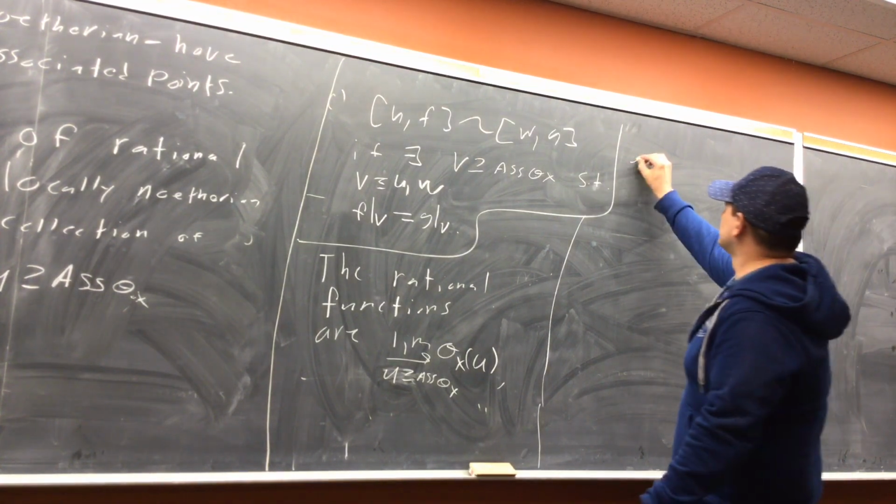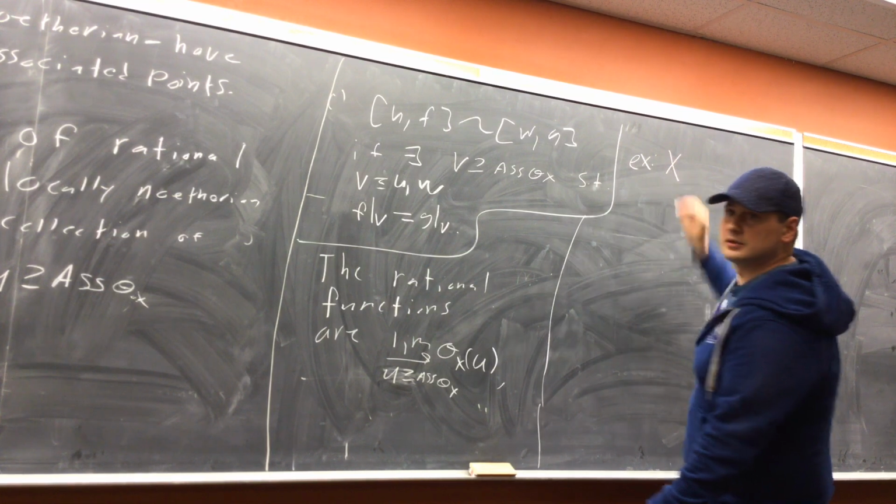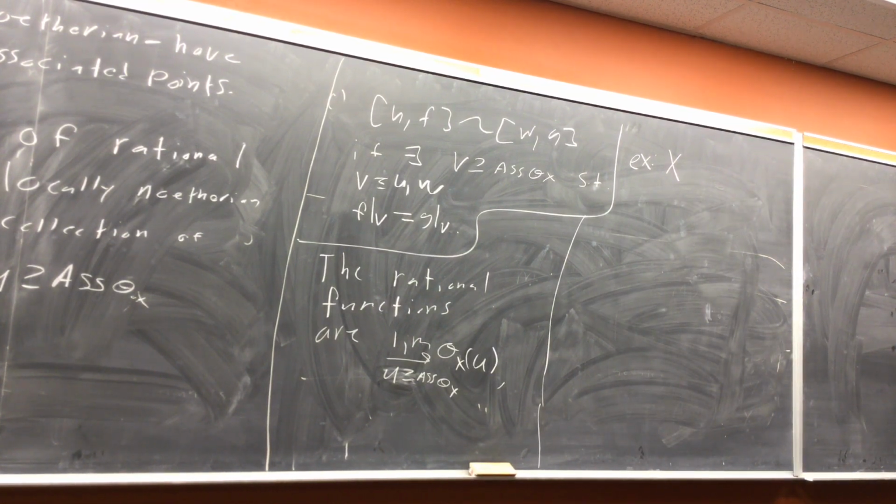I don't know, let's say, example. Where does this definition, does it mean anything about Noetherian? So associated points, right, in general?